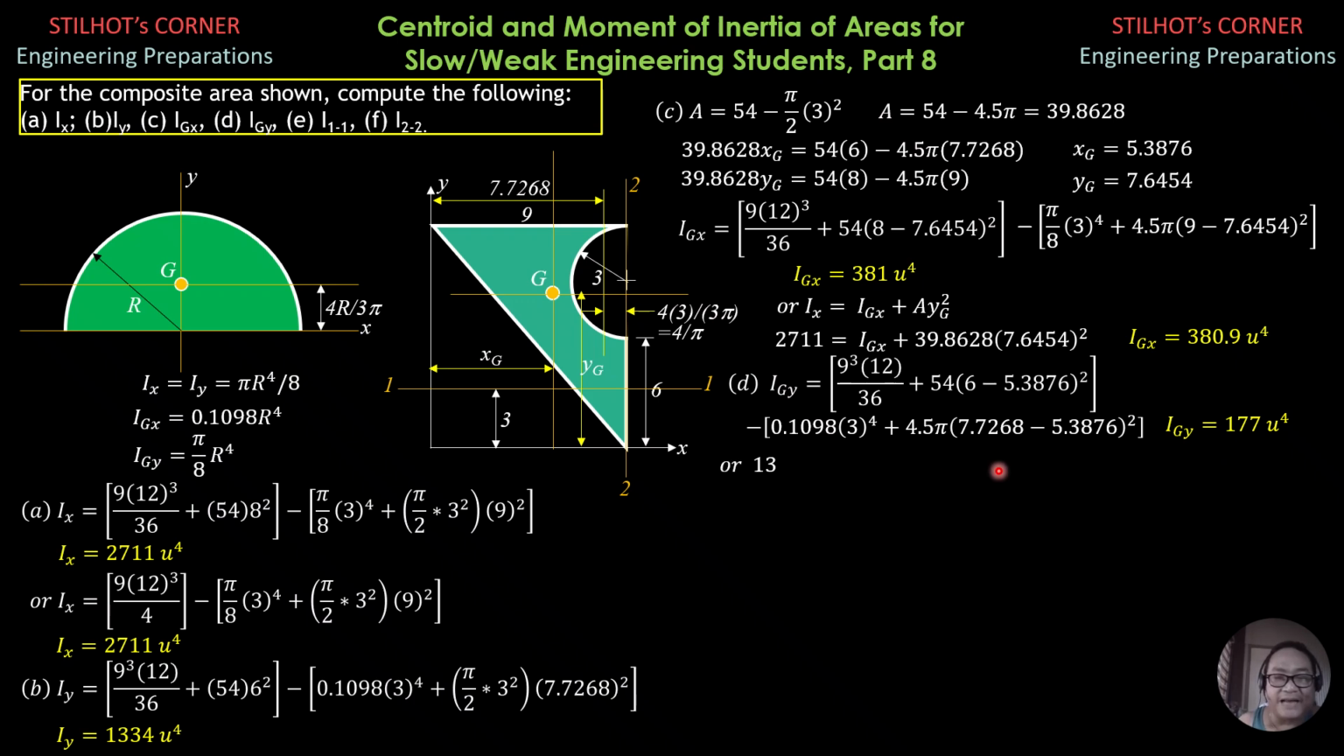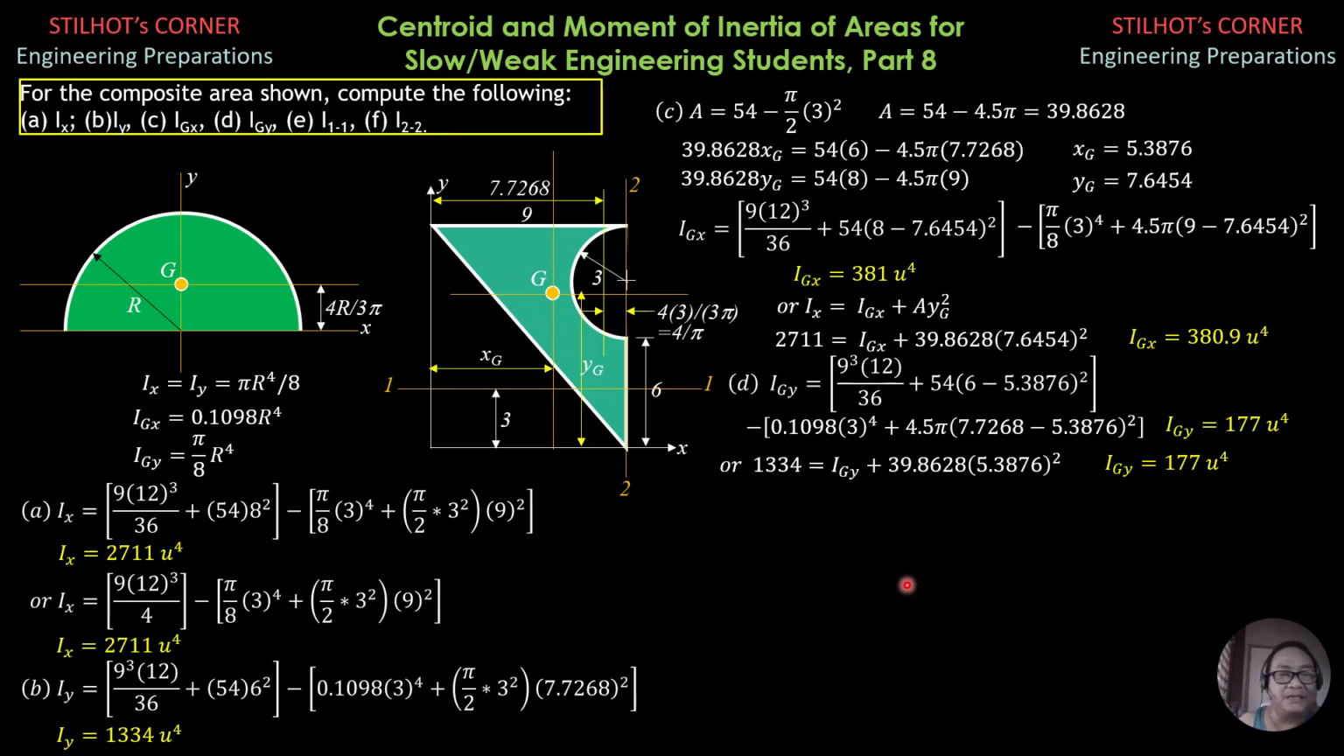So another way is IGY, 1334, IY 1334 equals IGY plus area, then distance square, which is xg square. So we'll get 176.9 units to the fourth. Again, the discrepancy of 0.1 is understandable.